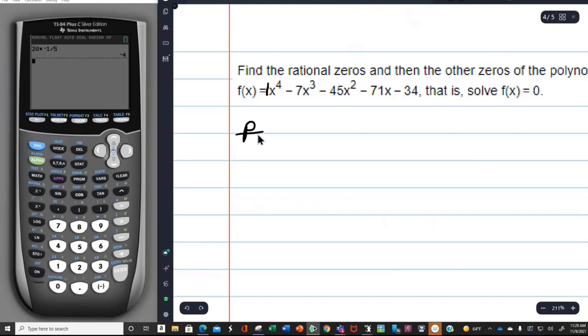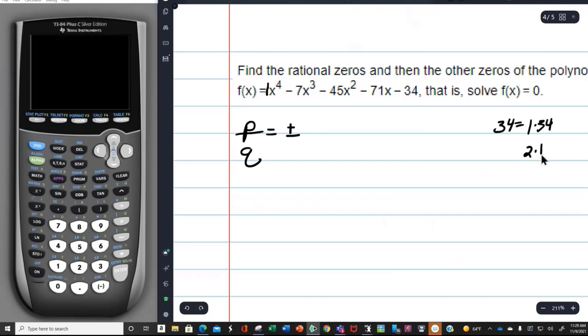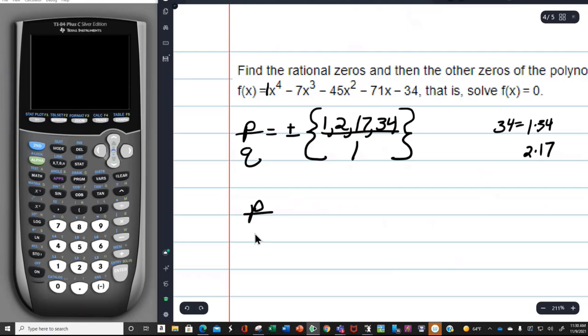All right, P over Q. Thirty-four equals 1 times 34 and 2 times 17, and that's it. So 1, 2, 17, and 34 over 1. So no nasty fractions. So P over Q is just going to equal plus or minus 1, plus or minus 2, plus or minus 17, and plus or minus 34.